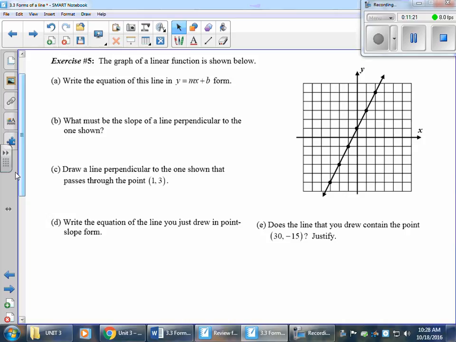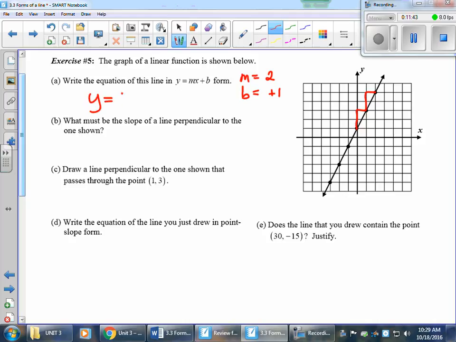Well, easily enough, we know we need m and we need b. So looking at this, we know our m is going to be up 2, right 1. It's a positive slope because it's heading upwards as we move from left to right. So I know my m is positive 2. I know my b is where it crosses the y-axis at positive 1. So easily enough, y equals 2x plus 1.